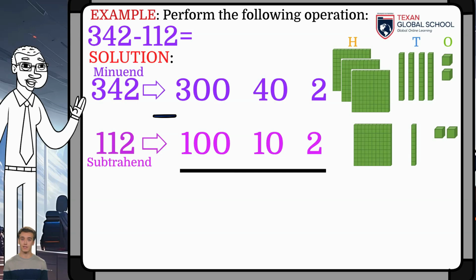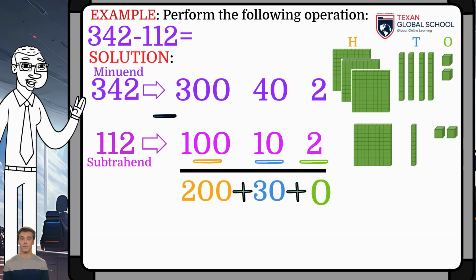Now, subtract each column. Subtract ones, tens, and hundreds. 2 minus 2 is 0. 40 minus 10 is 30. And 300 minus 100 is 200. Finally, add 200 plus 30 plus 0, thus getting 230.